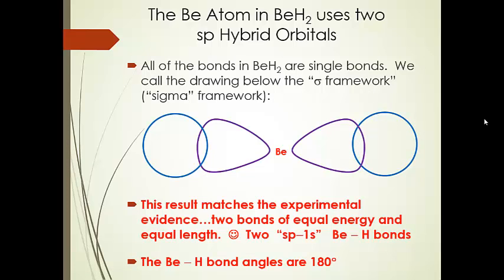All of the bonds in beryllium hydride are single bonds, so we call this the sigma framework. When I say draw the sigma framework for a molecule, you should draw the hybrid orbitals around the central atom and then whatever is bonded to it. The result we have right here does match the experimental evidence: two bonds of equal energy and equal length. We would call each of these an sp-1s bond, sp hybrid dash 1s on the hydrogen. And both of these bonds are 180 degrees apart.